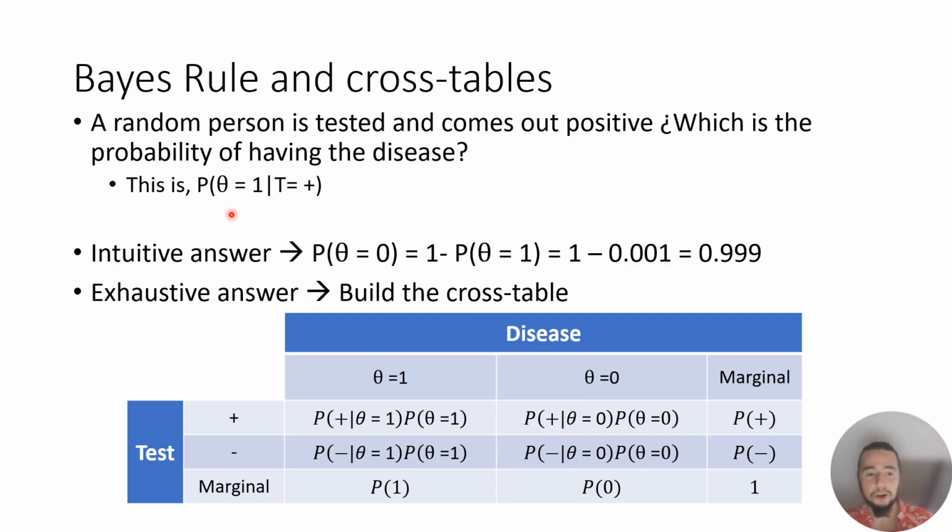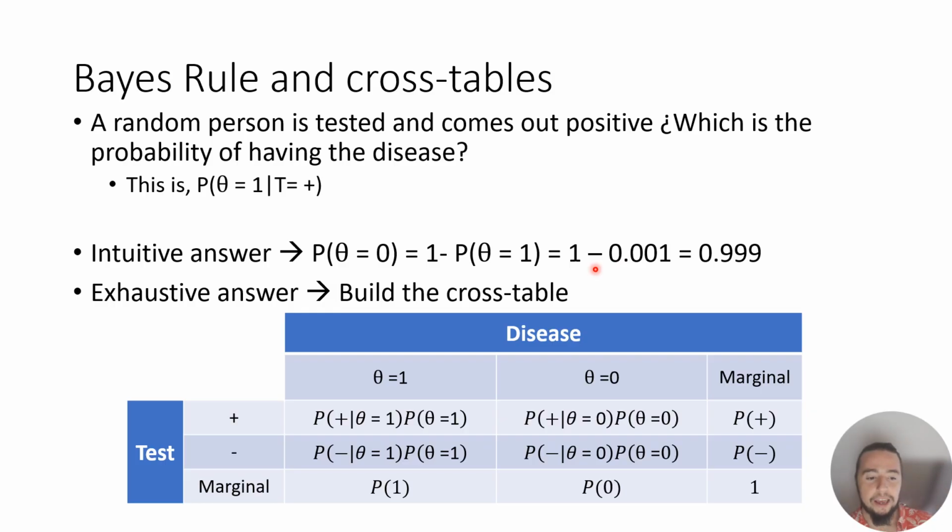The intuitive answer would be just taking the complement of being infected, that is 0.001. 1 minus this value is 0.999. But this is basically wrong. We need to be exhaustive. So the exhaustive answer is to build the whole cross table and then get a value.